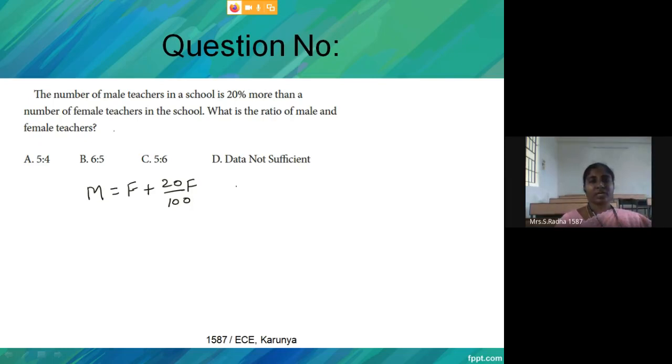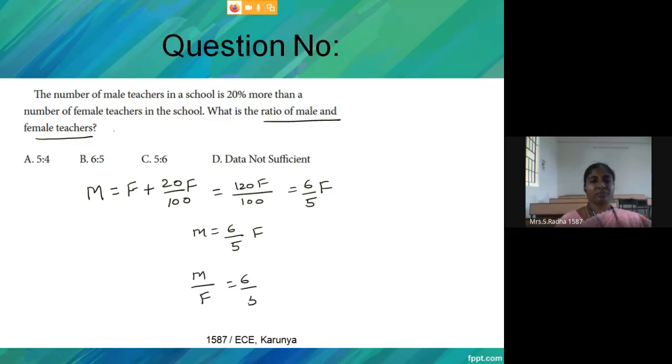Now, first of all, we will make the LCM. If you make 100 as LCM, it is 120, and it is nothing but 6 by 5 times of female. Male is nothing but 6 by 5 times of female. So the last sentence: what is the ratio of male and female teachers? If you bring F to the left side, it is nothing but 6 by 5. So 6:5 is the ratio.